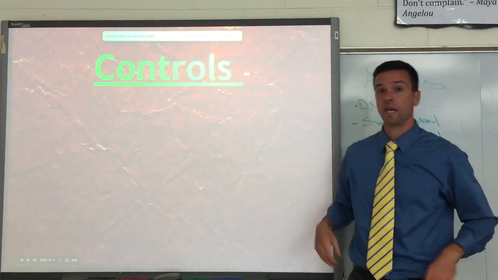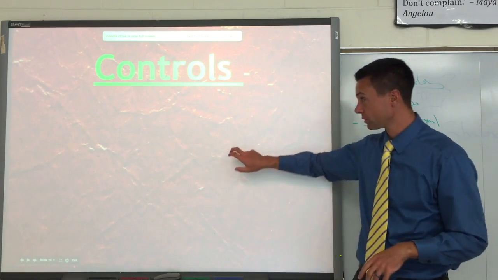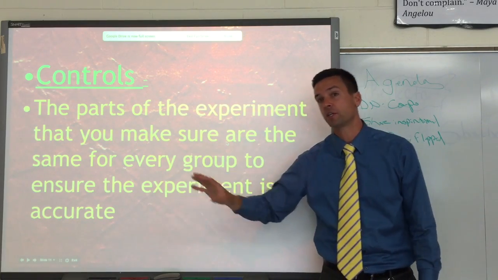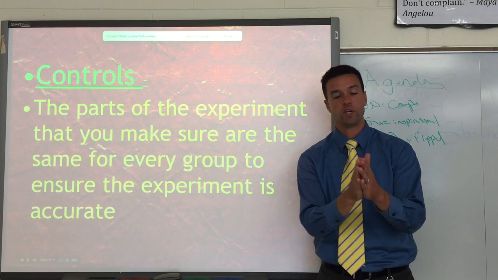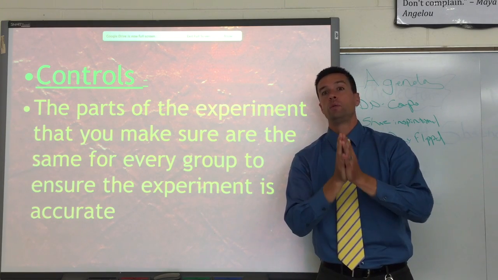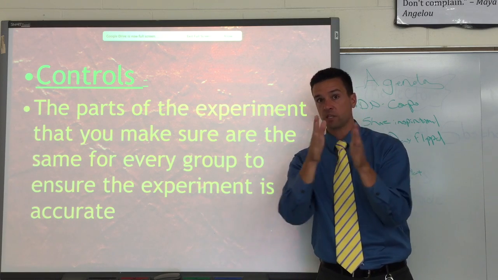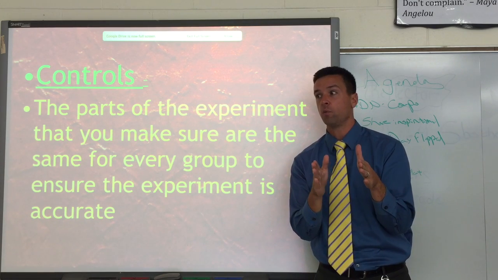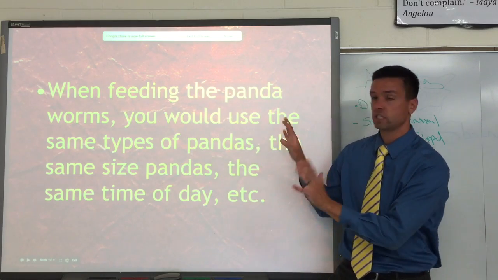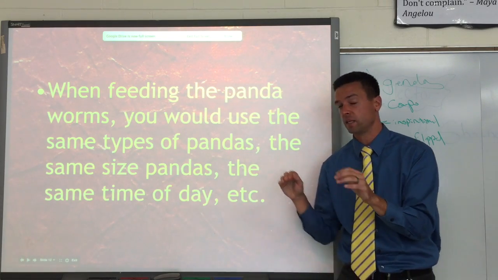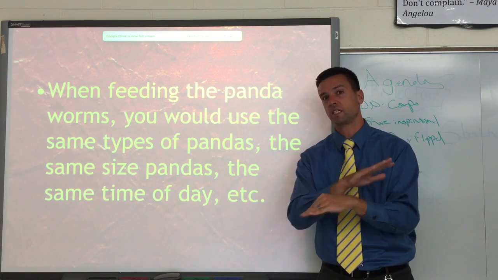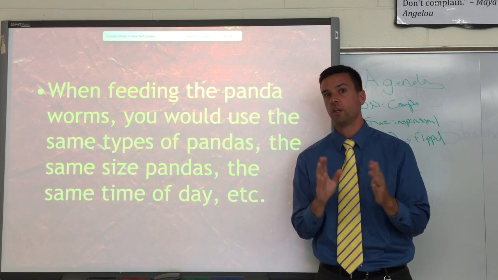Now, in any good experiment, you're also going to have controls. What controls are is all the things you do in an experiment to make sure it is accurate. So if we said we're going to give 1 panda 1 worm, 1 panda 3 worms, 1 panda 5 worms, we would use controls. So even though the pandas might be getting different numbers of worms, they would get the same amount of water, and you'd use the same type of panda, and they'd live in the same environment, and it would be the same time of day, and everything else would be exactly the same. The only difference would be the number of worms you give them.